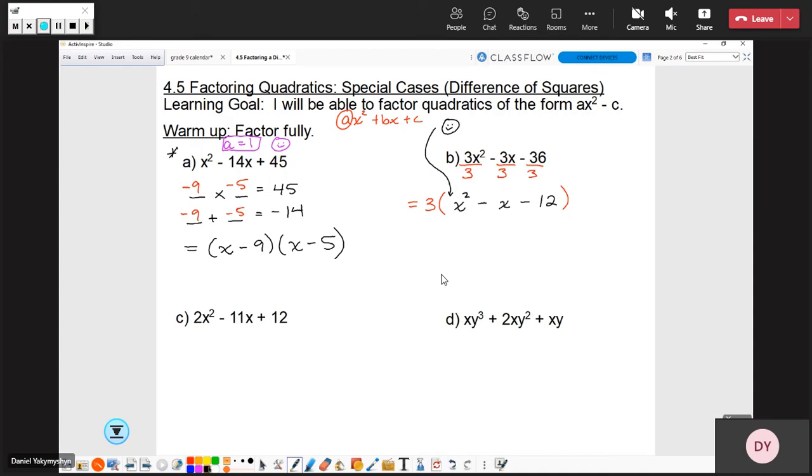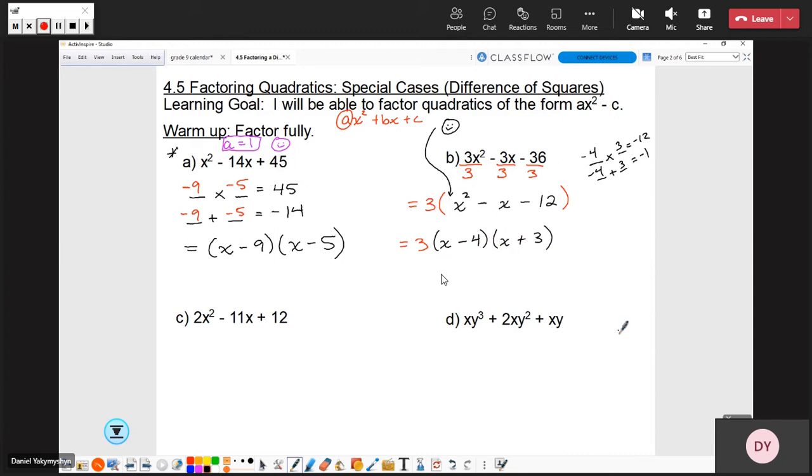We're looking for, so maybe over here, I'll say, something times something equals negative 12. Something plus something equals negative 1. Negative 4, positive 3. Yeah? Negative 4, positive 3 works. So what we're going to do is keep that greatest common factor out front, and the trinomial will factor into x minus 4, x plus 3.